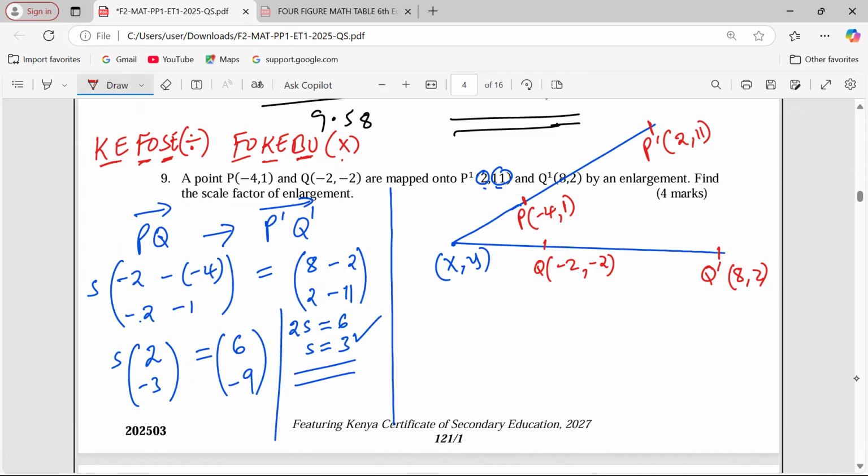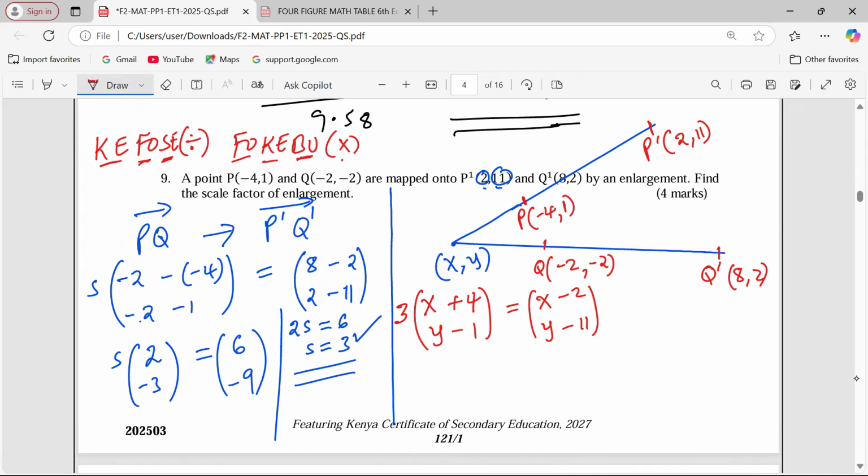That is one concept. Again, we can tell ourselves that the distance from P to the center, or from the center to P, which is x minus -4, then y minus 1. This distance, when multiplied by 3, it should give us the distance from the same center to where P prime is, which will be x minus 2 and y minus 11.